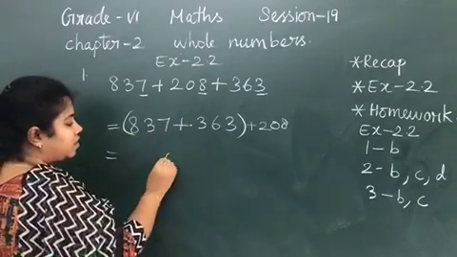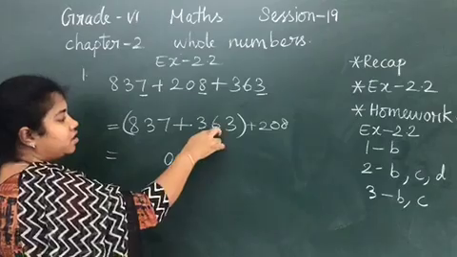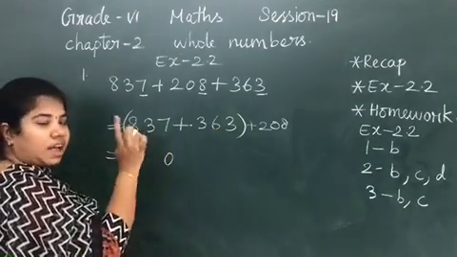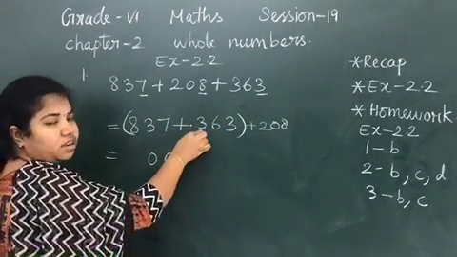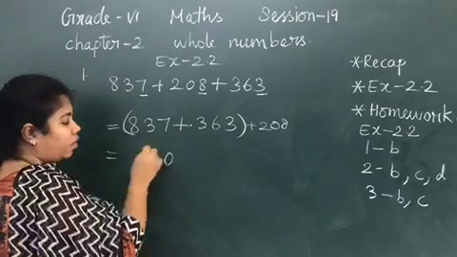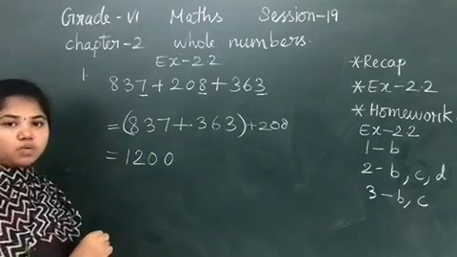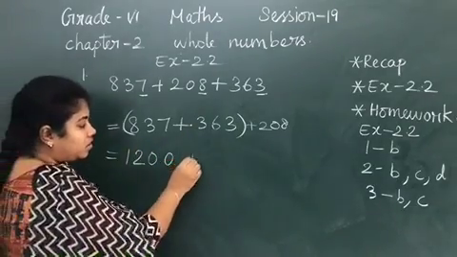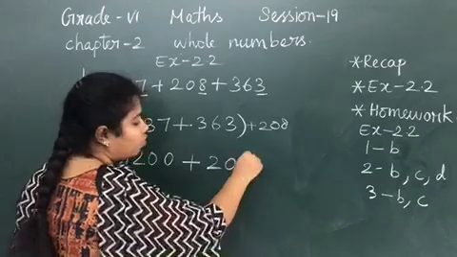3 plus 7 is 10. 1 remainder. So 7 here. 7 plus 3 is again 10. 1 remainder. So 4 here. 8 plus 4 is 12. So it is 1200. Now this 1200 should be added to 208.